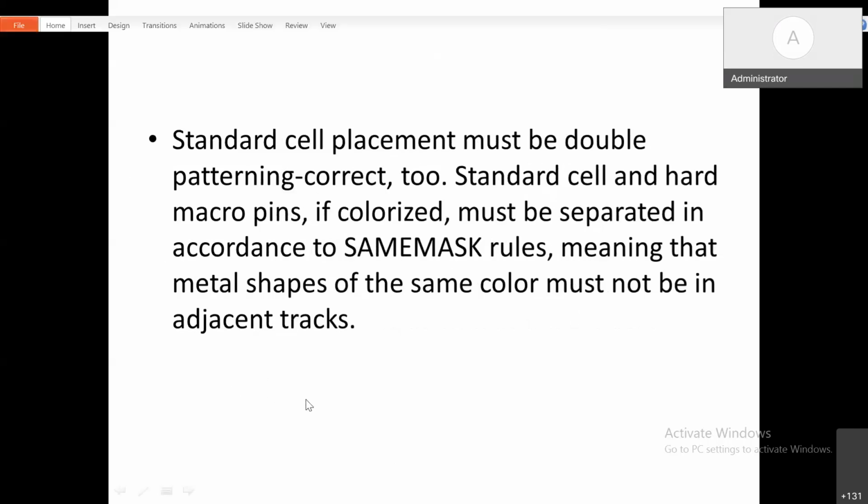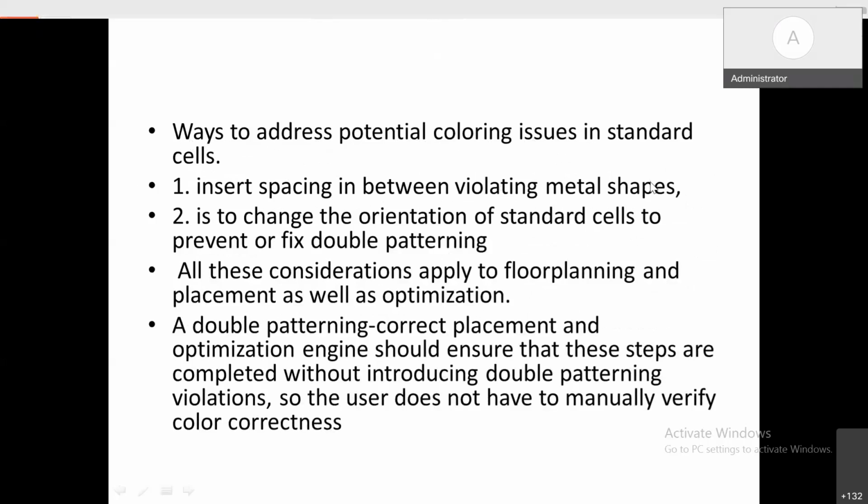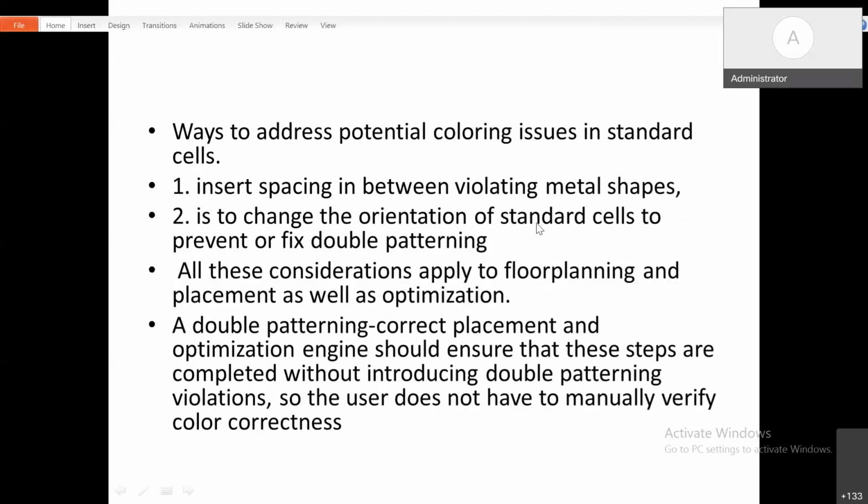Okay, it is continuing with the same one. Now, I will tell you about the coloring issues in the standard cell. There are two steps in the coloring issue: insert spacing in between the violating metal shapes, and you can change the orientation of the standard cells to prevent or fix double patterning. So with these things they can address the coloring issues.